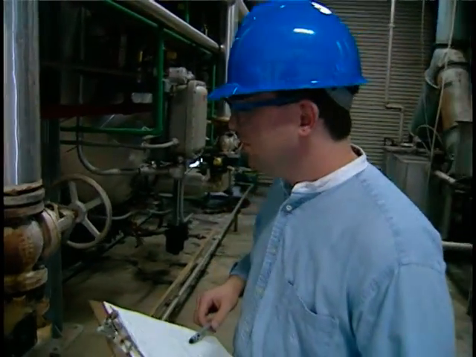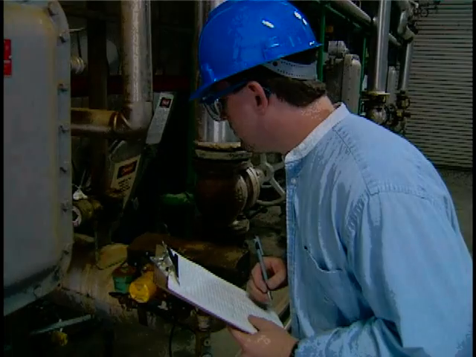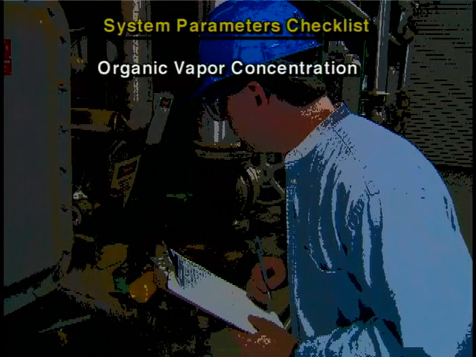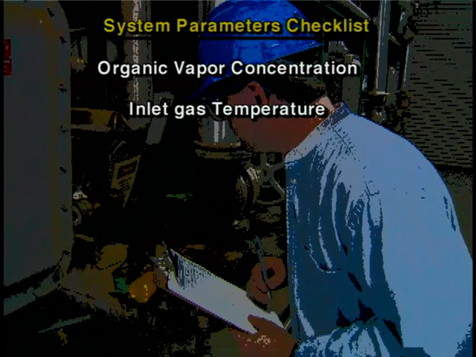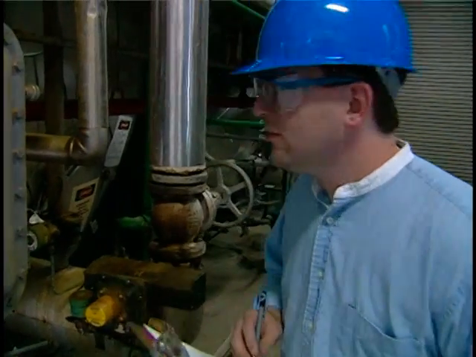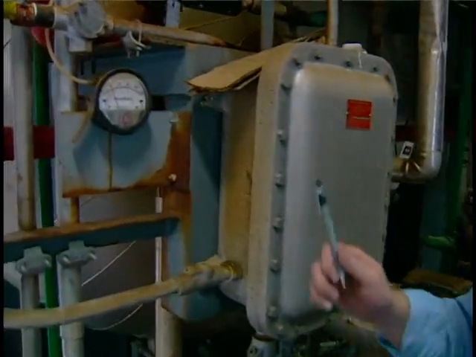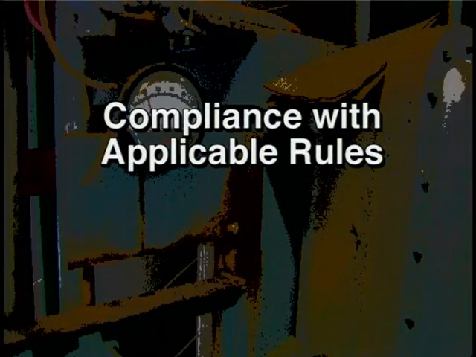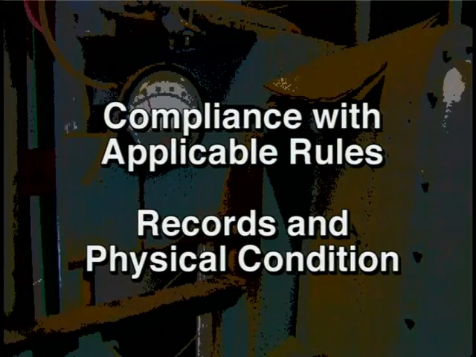To determine that a carbon adsorber system is working efficiently, field personnel should observe, if possible, the organic vapor concentration in the inlet and outlet gas streams and the method used for its monitoring, inlet gas temperature, the pressure drop across the carbon bed, gas flow rates, and regeneration frequency and cycle times. The inspector should always be aware of the air pollution sources' need to be in compliance with applicable rules and to observe the source's records and the control device's physical condition.